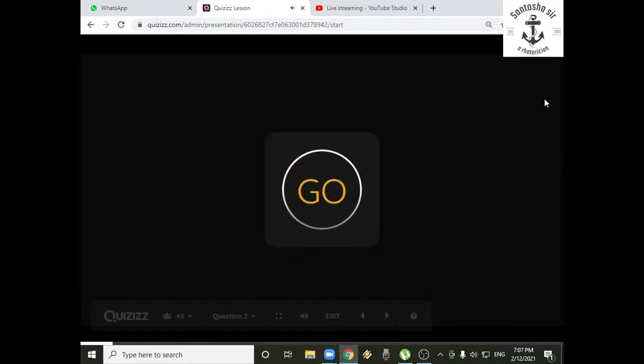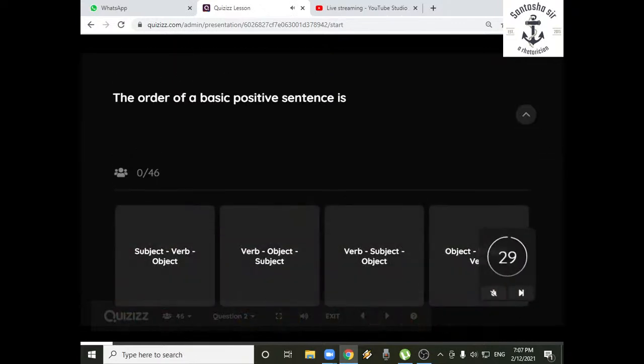Question number 2. The order of a basic positive sentence is. So what is the basic positive sentence order? The order of a basic positive sentence is. So you have 30 seconds to answer each and every question.